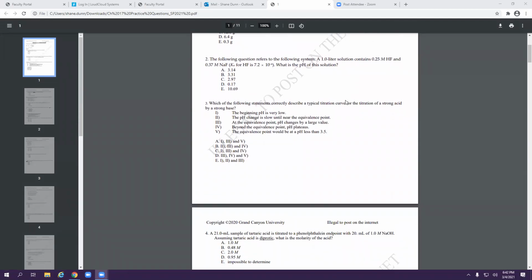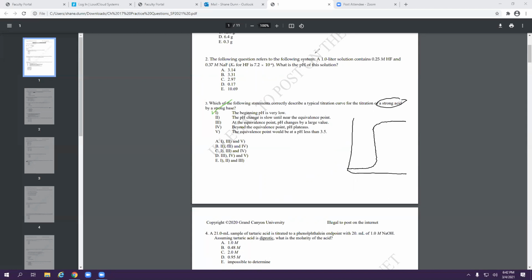So which of the following statements correctly describes a typical titration curve for a strong acid, strong base? So I'll draw it for you guys. So strong acid. Okay. So beginning pH is very low. Is that true for a strong acid? Yes or no? Ding ding, that's correct.